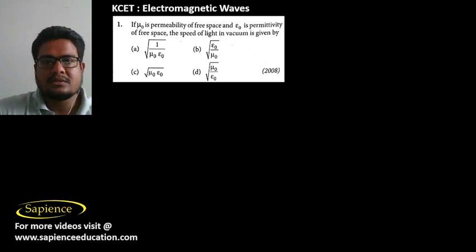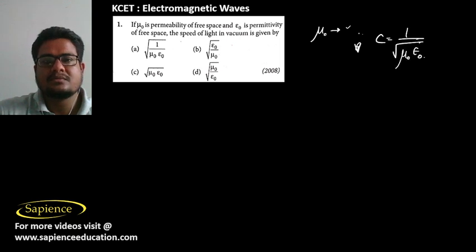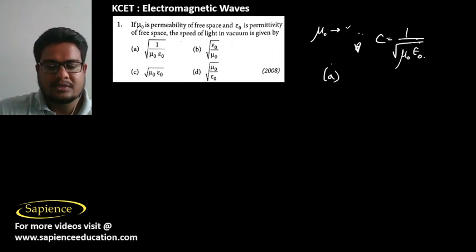So here the first question, note that if mu naught is the permeability of free space and epsilon naught is the permittivity of free space, the speed of light, you know that the speed of light, that is c, is 1 by square root of mu naught epsilon naught. So option A is the correct answer.